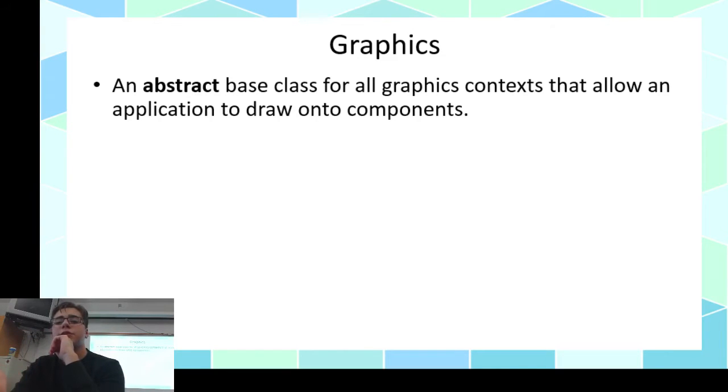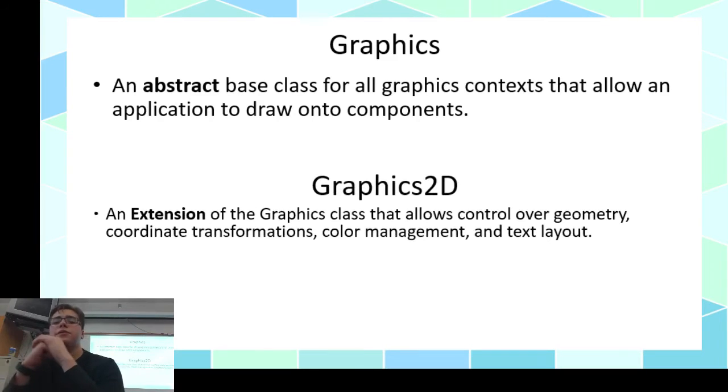So in order to actually create our graphics, we're going to be using Graphics 2D. Graphics 2D is an extension of the graphics class that allows control over geometry. This is exactly what I got from the Java doc. Control over geometry, coordinate transformations, color management, and text layout. And really the only thing we're going to use is color management. We're going to get the pixels and change the colors. We don't really care about the other stuff because really what we're focusing on is creating our own graphics library, not using what Java gives to us, but we have to use this.